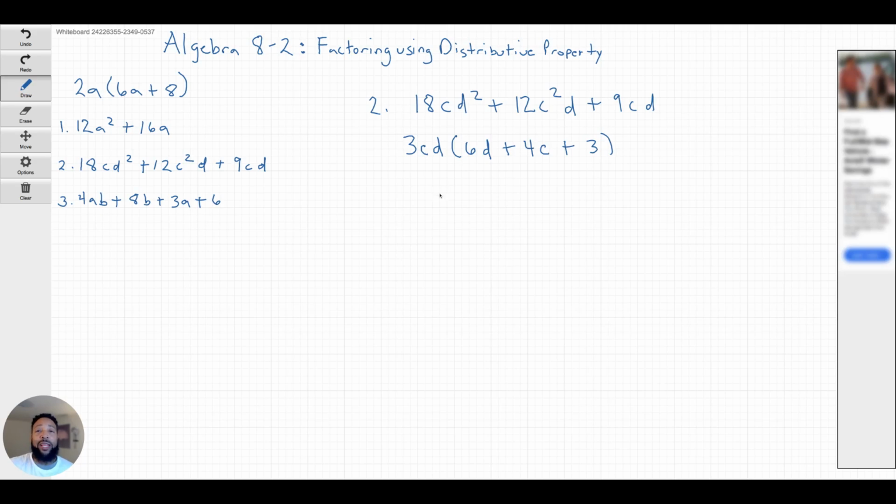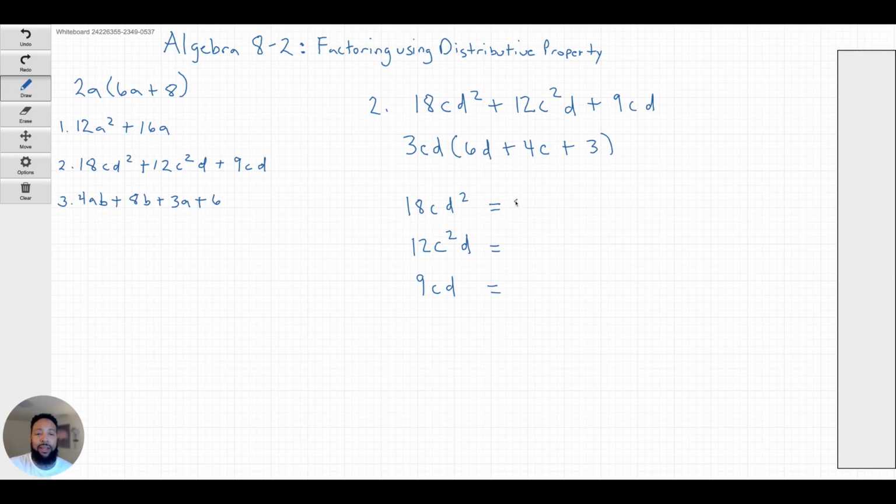Now there's another way to look at this. If you need to see something visual, what we could also do is take these individually to see what they have in common. So we have 18cd squared, we have 12c squared d, and we have 9cd. And basically what we're going to do is break these up into their greatest common factor. So let's do that. So with 18, you would have 2 times 2 times 2.